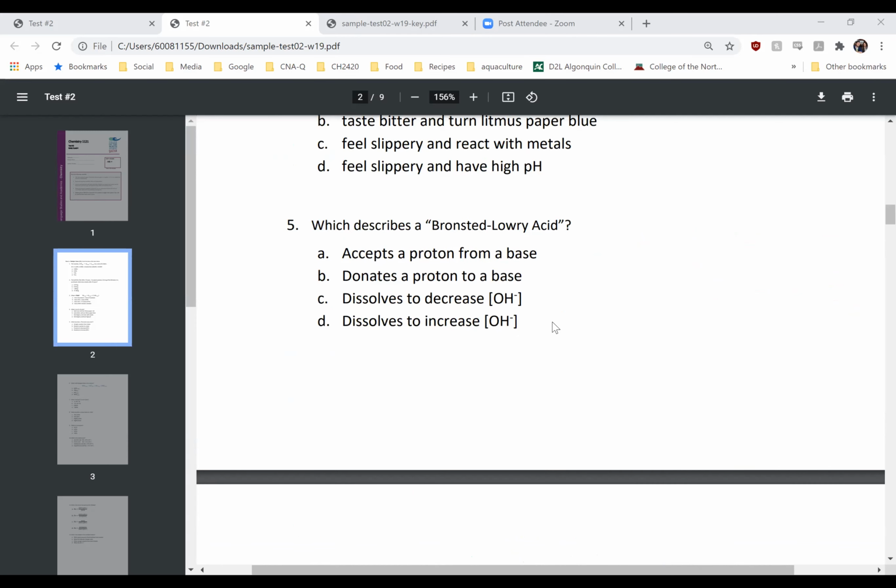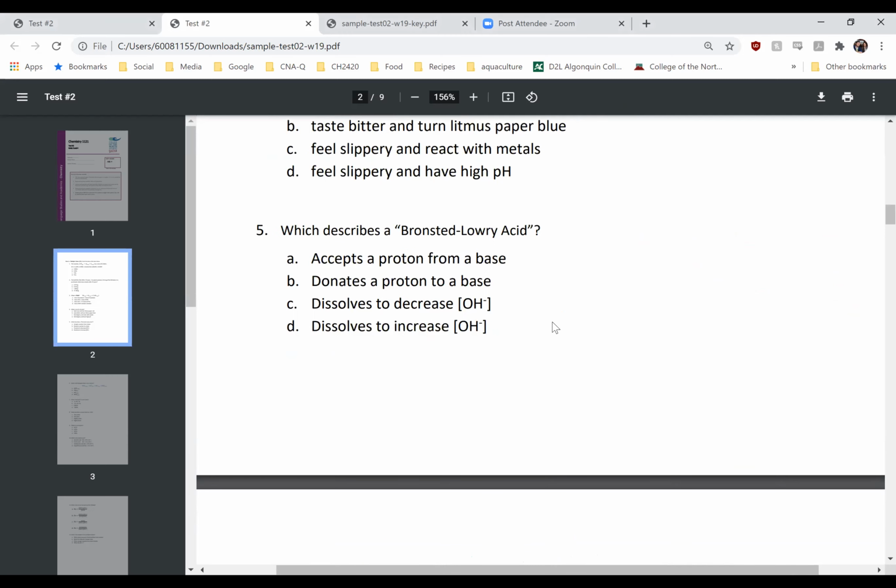Oh, beautiful question. Which describes a Bronsted-Lowry acid? I couldn't pick a better question. This is a great, nice and easy multiple choice. Now, you guys really only learned one definition in my notes. So this is like a process of elimination to choose what you learned.